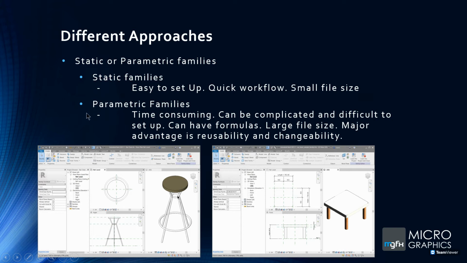All right. So just clearing up the images there at the bottom. The bottom left one, the chair. There are no parameters. They've created that as a static family. When you insert it, there's no ability to change the height or the radius of that chair. It's a static item.